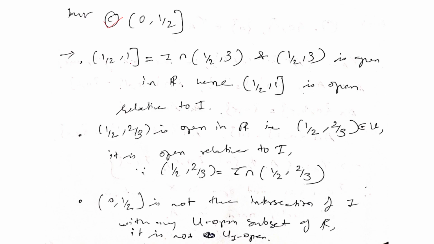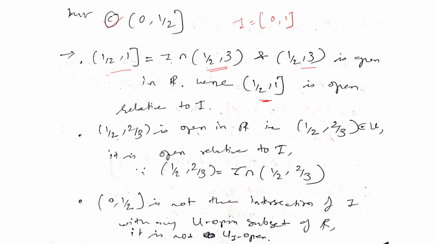First one was half comma 1, right? So you have been given closed 0 comma 1. Fine. So when you take the intersection of I with half comma 3, what you will get? Half comma 3. Consider this interval. It is open in the usual topology on R, right? So when you take this, you will get this interval, right? So this set 0 comma 1 can be expressed in this form, right? So this is open in R. So that's why you will get this as open in relative topology on I.